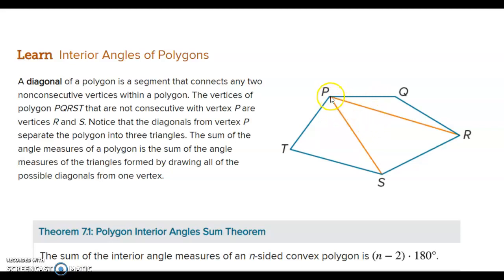So that's saying we started at P, we could draw one here that's diagonal across and one here. We couldn't from here to here because they're already connected to one another, also from here to here. So theorem 7.1, the polygon interior angle sum theorem, says the sum of the interior angle measures of an n-sided convex polygon is the quantity of n minus 2 times 180 degrees.